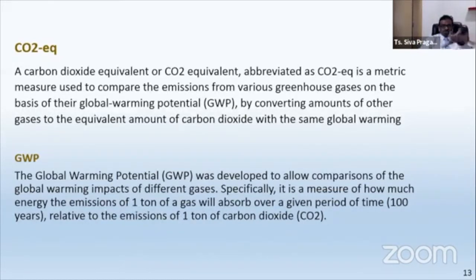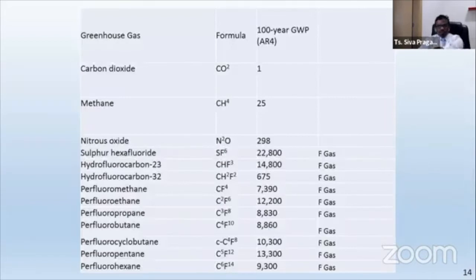All right, so we will go back to the same graph that we saw earlier. As you can see, it shows the 100-year global warming potential of different types of gases. Now we can see that the factor for carbon dioxide is 1. Yeah, the ratio is 1. Methane is 25. So what does it mean? It means that 1 kilogram of methane is equivalent to 25 kilograms of carbon dioxide. That's how bad it is, right?